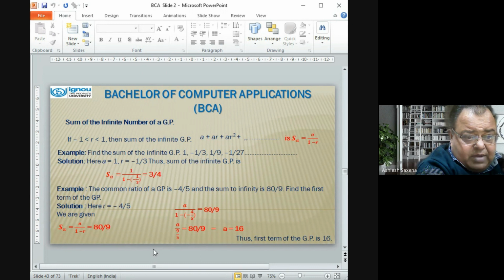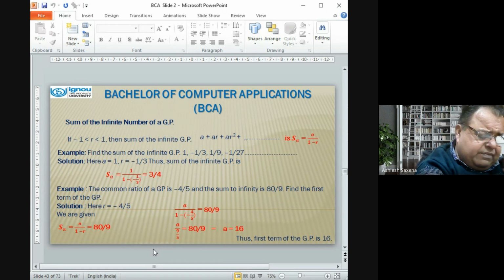The common ratio of GP is minus 4 by 5. That means your R is equal to minus 4 by 5. And the sum to infinity is 80 by 9, that is, S infinity is 80 by 9. You are being asked to calculate the first term of the GP. Now you have R with you, you have S infinity with you, and you are being asked to calculate A.